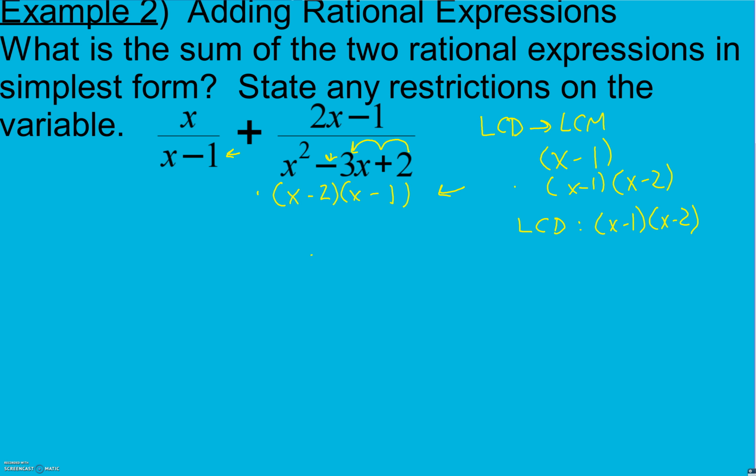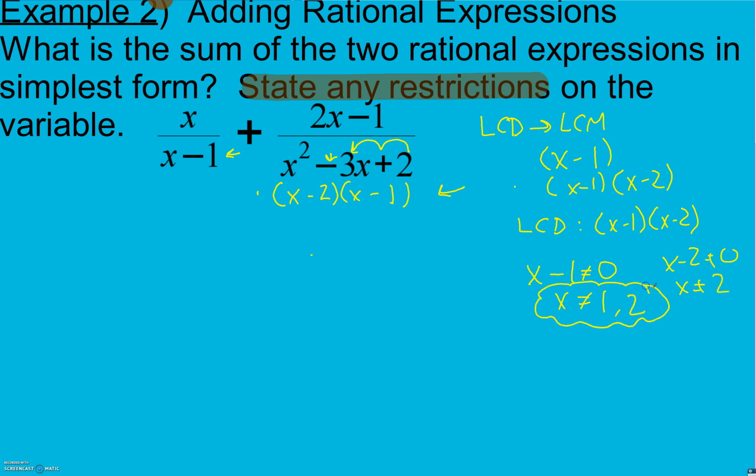Okay, we can use our denominators here, since we've already got them factored out, to state any restrictions, just like we did yesterday. So I can state any restrictions by taking those denominators equal to 0. X minus 1 cannot be 0, so x cannot be 1. X minus 2 cannot be 0. So x cannot equal 2. So here's the restrictions on my domain. X can't be 1. X can't be 2.